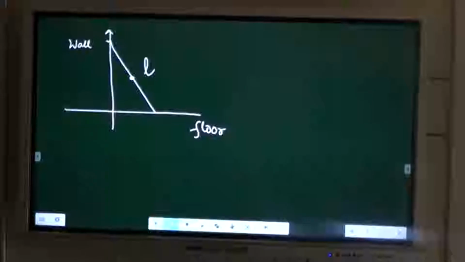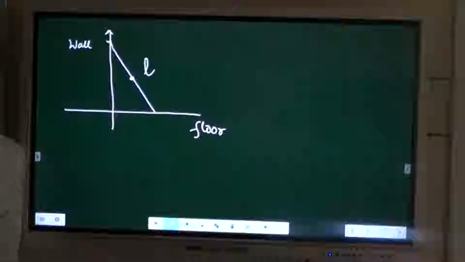What about others? It must be fixed. The length of the stick must be fixed. Okay. The midpoint has to be taken as h comma k.